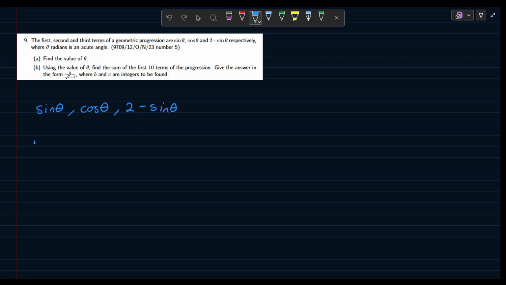So one way of finding our common ratio is to say U2 divided by U1. So the second term divided by the first term should give us our common ratio, or to say the third term divided by the second term. And so this means that R is equal to cos theta over sine theta in the first one, and then we get that R is equal to (2 minus sine theta) over cos theta in the second one.